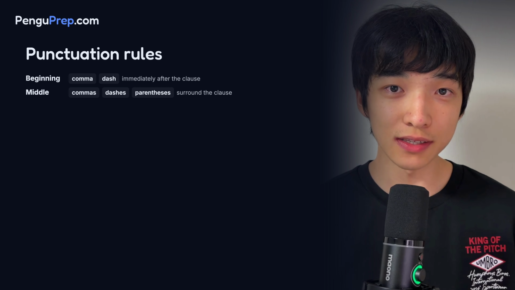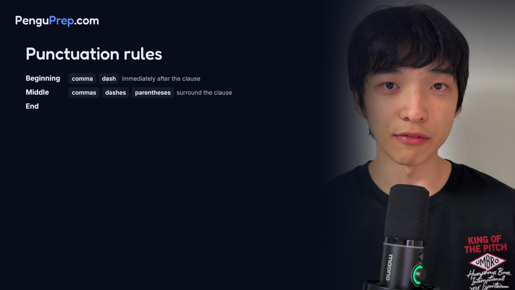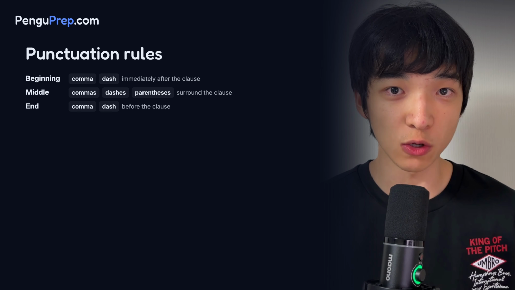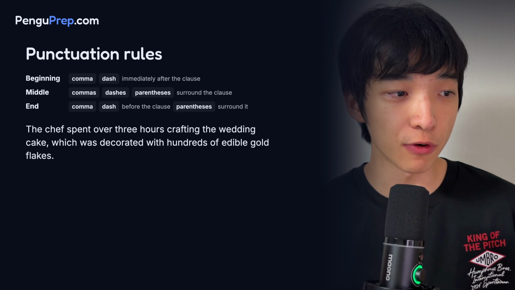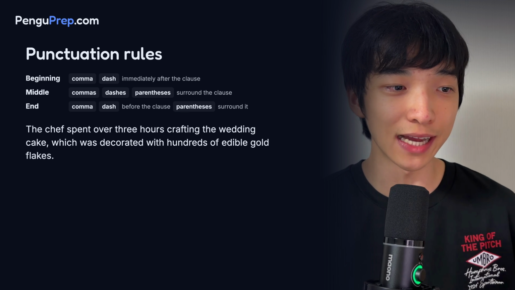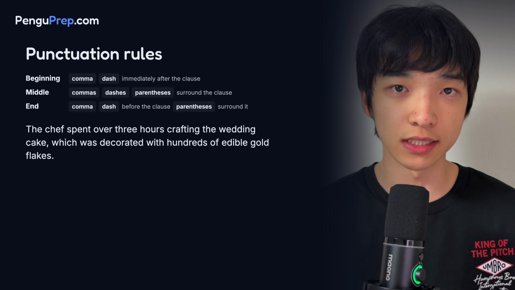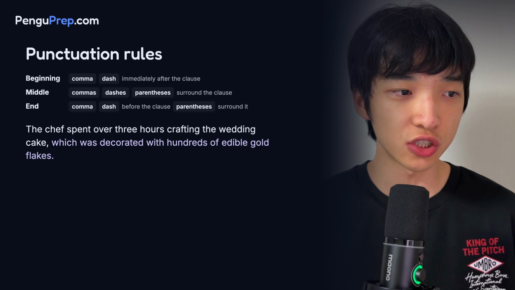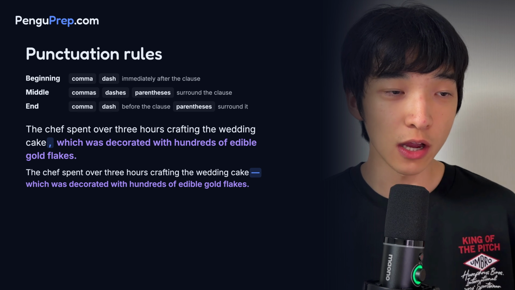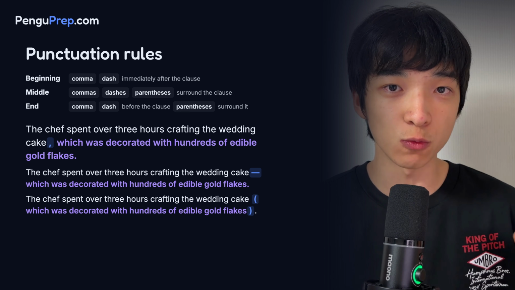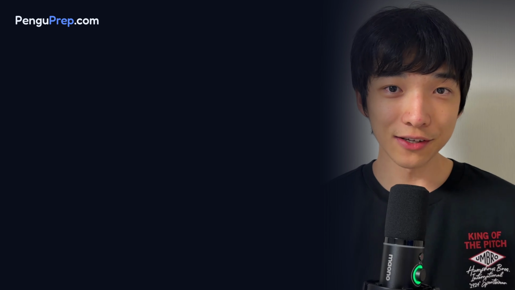When a non-essential clause is at the end of a sentence, you either need to have a comma or a dash before the clause or surround the clause with parentheses. For example, the chef spent over 3 hours crafting the wedding cake, which was decorated with hundreds of edible gold flakes. Here, the non-essential clause is from which to flakes. So you can either place a comma before it, a dash before it, or surround that last piece with 2 parentheses.